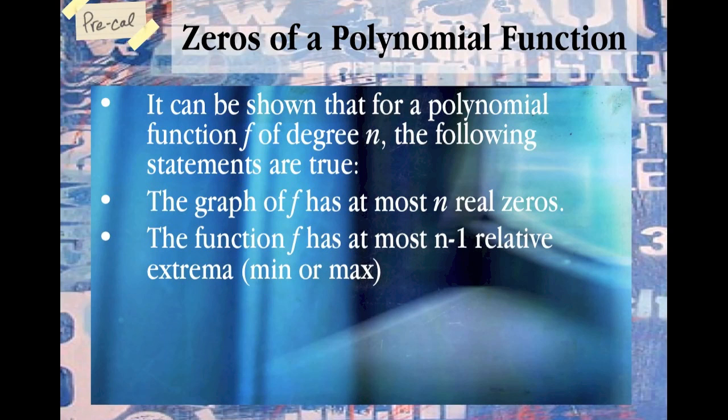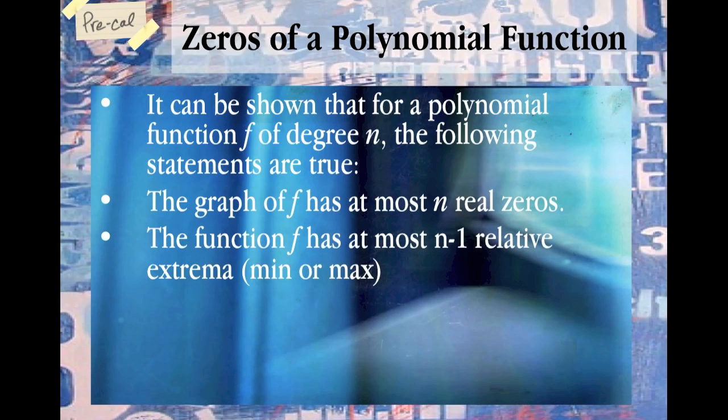The function has at most n minus 1 relative extrema, mins or maxes. So that means that for x squared, you know that it's only got 1. It's got a vertex, and that's either going to be a max or min. So think about it, well, x squared is a degree of 2. So 2 minus 1, if I plug that degree in right there, 2 minus 1 is 1. So you're going to have at most 1 maximum or minimum.